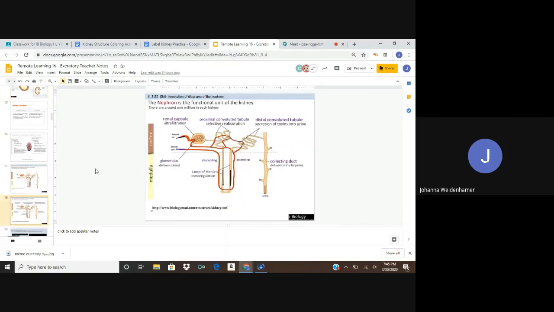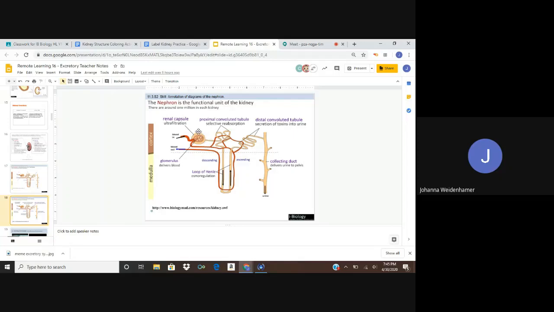So let's take a look. What exactly is the nephron going to be doing? We'll go through and take a look at what exactly is going on. As we come through, we first have this renal capsule, or the glomerulus.